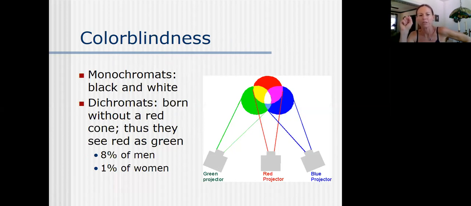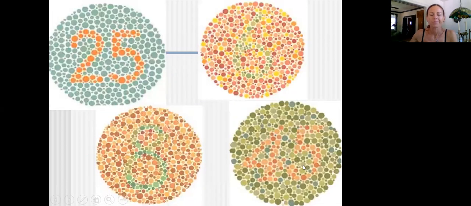And so when something is red, they actually see it as green. So take a look at these and see if you can pick these out. You can see if you are a dichromat.